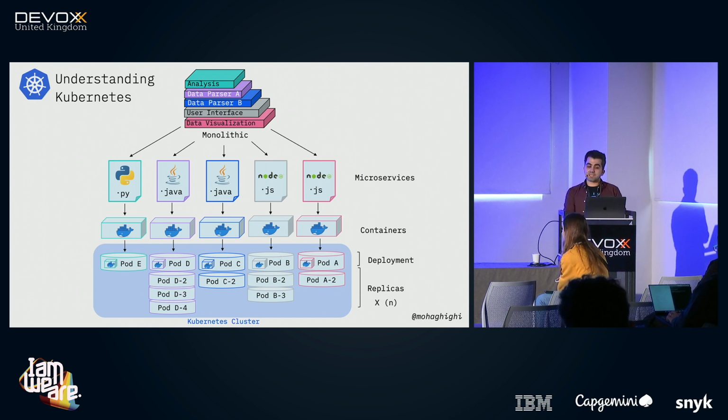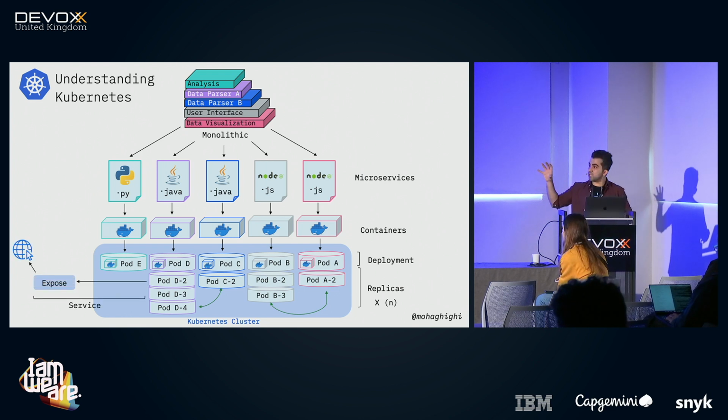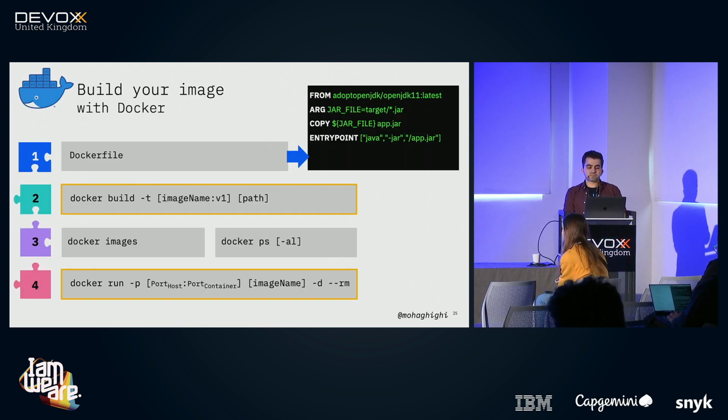The next step is to create services. When we do that, we allow our applications, our microservices, to communicate with each other within the cluster, and also expose our applications to the internet and the external network. So that's a simple process. And this is basically what happens within a Kubernetes cluster.